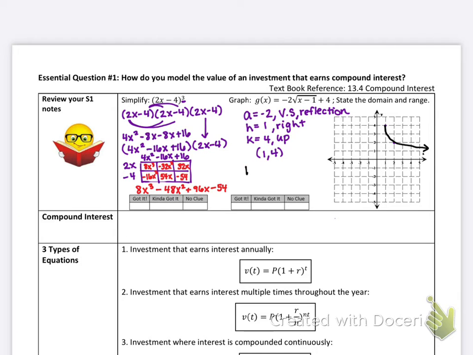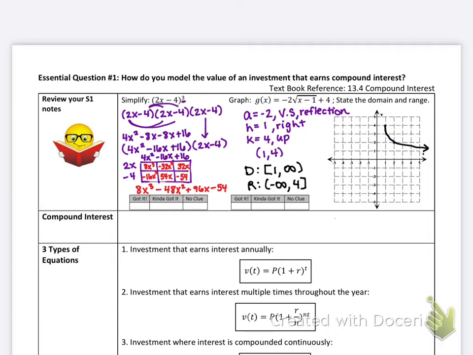The last thing for this review is we have to state the domain and range. Remember, our domain is the set of all our x values, and our range is the set of all our y values. Our domain goes from 1 to infinity because it goes forever to the right, but not to the left. Our range goes from -infinity to 4 because it goes forever down, but only goes up to 4. Again, check the got it, kind of got it, no clue to let me know where you're at.